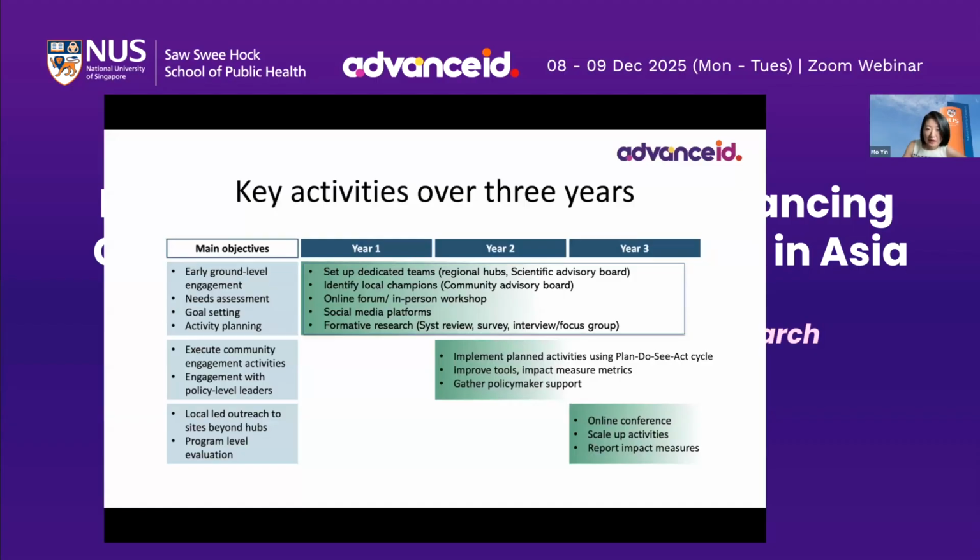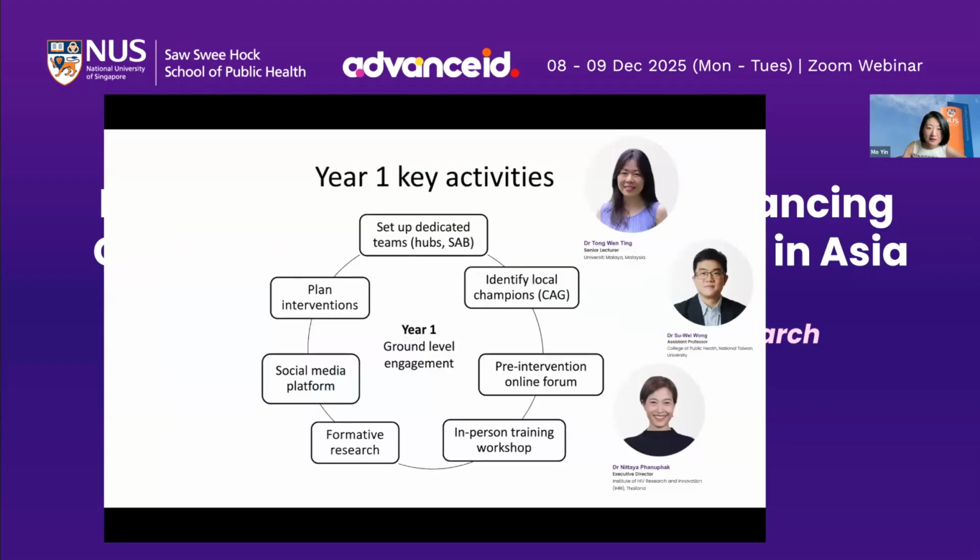We have already set up the hubs, what we call hubs, or the center of activities across Asia, led by these 3 really capable and experienced people: in Malaysia, Dr. Tong; Dr. Su Wei Wang in Taiwan; as well as Ajahn Anitaya in Thailand, who are leading their respective hubs. And we've also set up the local champions or community advisory groups in these hubs.